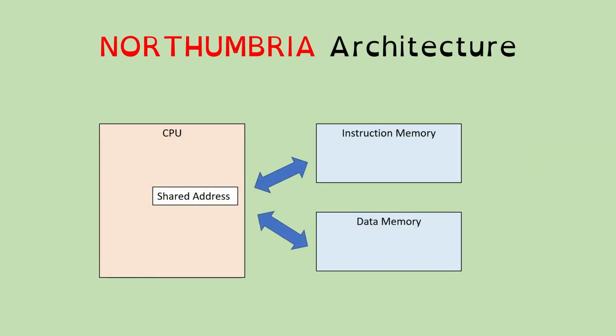Okay, so a quick review then of what we've got, or a reminder of how we're going to approach this. We've got a CPU, we've got a single shared memory address register, but we will have 2 memory banks to be able to access. One of which is going to be dedicated to instructions, and the other one is going to be data memory.